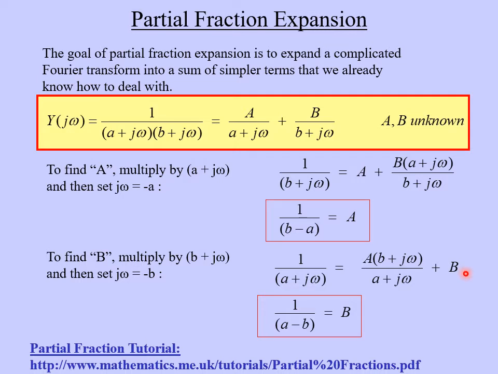Now again, we use the same trick. We want to get rid of this first term here so that B is isolated and all by itself. So to do that, we simply set j omega equal to negative lowercase b. All right, so down here on the left side, we have 1 over (a minus b), that's shown here. And then, of course, this term goes to 0 when we set j omega equal to negative b, and so we end up with just B by itself on the right, and here is our result for uppercase B. Notice it looks just like uppercase A's result, except the bottom terms are flipped. Here it's b minus a, here it's a minus b.